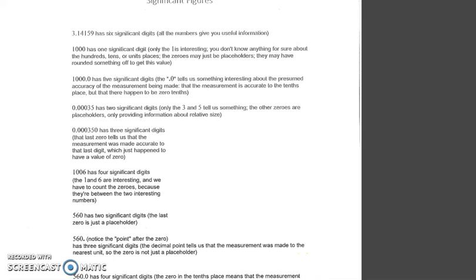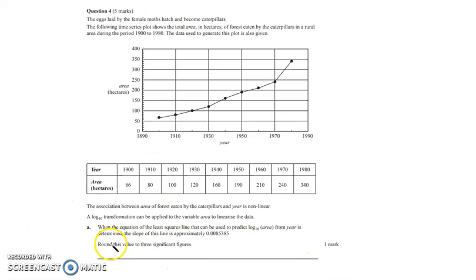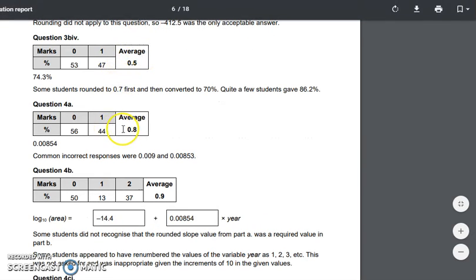In this question, rounding 0.00885385 to three significant figures, our answer would be 0.00, which don't count as significant figures, then 854. So that is the answer for that one. Looking at the assessor's comments, only 44% of the cohort managed to do that. A lot of them included the zeros beforehand.